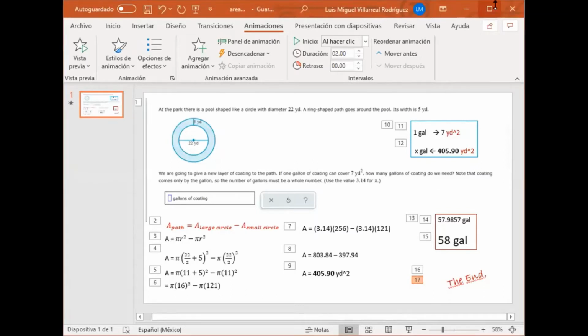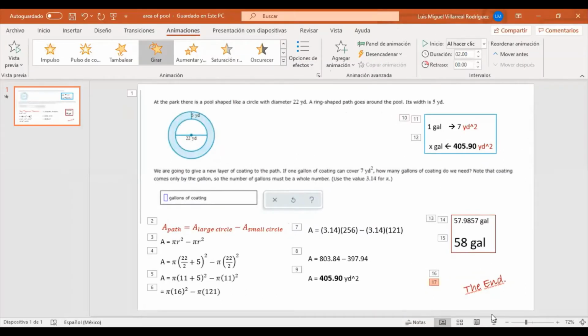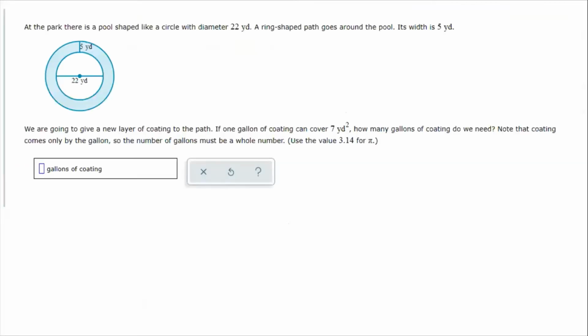The problem goes that we have a park, and then the park has a pool, and we have to find the area of the blue ring around the pool. It goes like this. At the park, there is a pool shaped like a circle with a diameter of 22 yards. A ring-shaped path goes around the pool. This is the blue ring shape. Its width is 5 yards. And they give us the drawing, which is really nice.